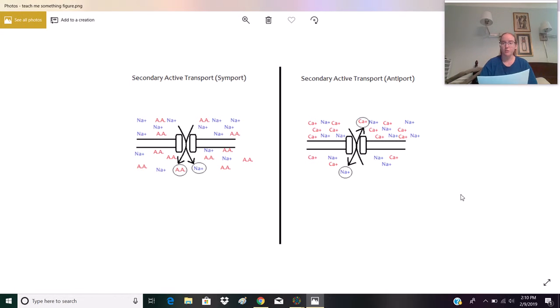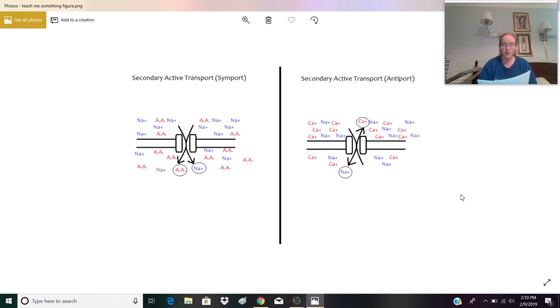But while it moves one of them up its gradient, which is what we expect from active transport, it moves the other one down its gradient, which is an energetically favorable process like facilitated diffusion. The combination of an energetically favorable process with an energetically unfavorable one allows the reaction to proceed with an overall decrease in free energy, a negative delta G, which allows for a spontaneous reaction.